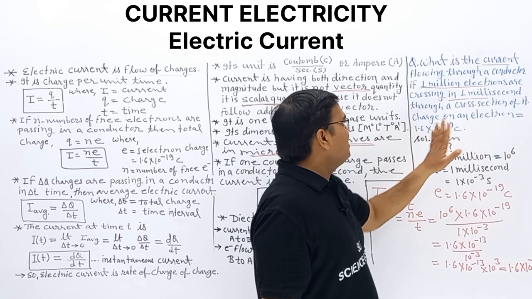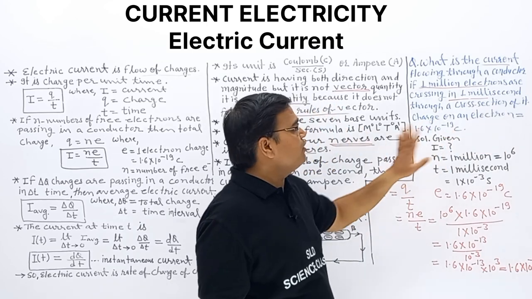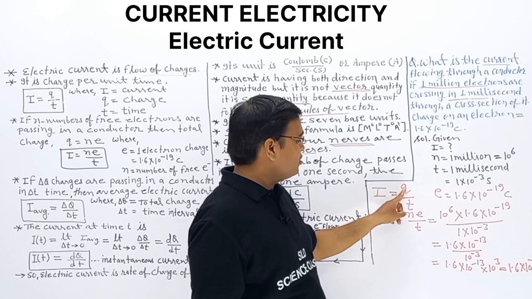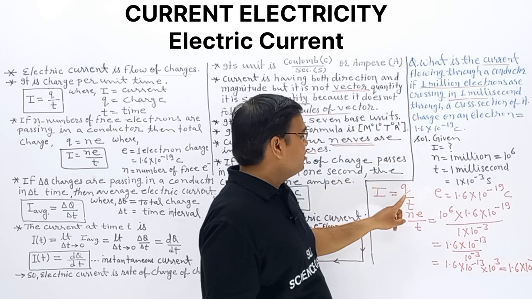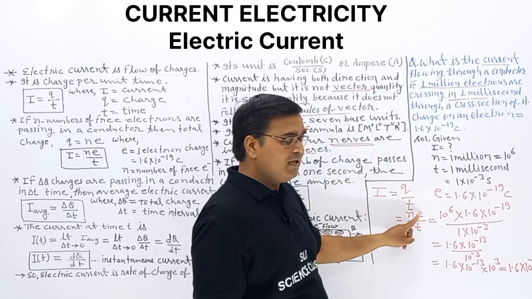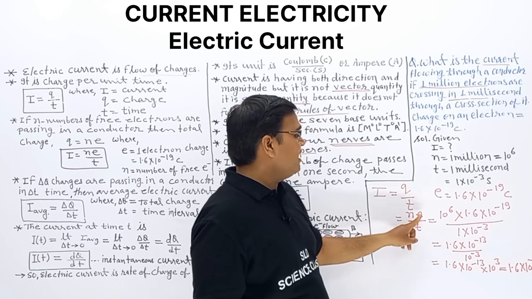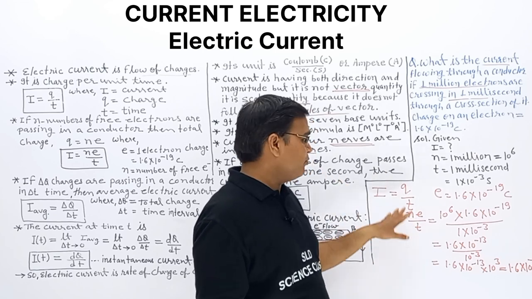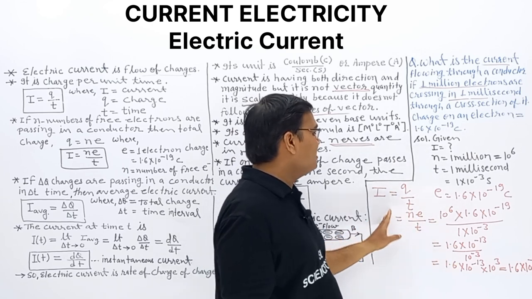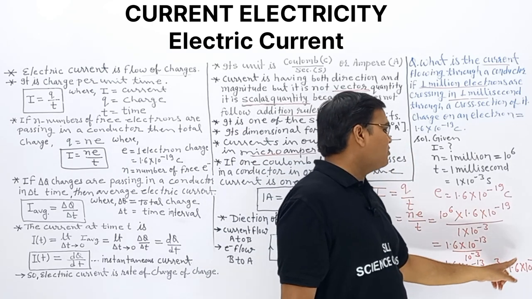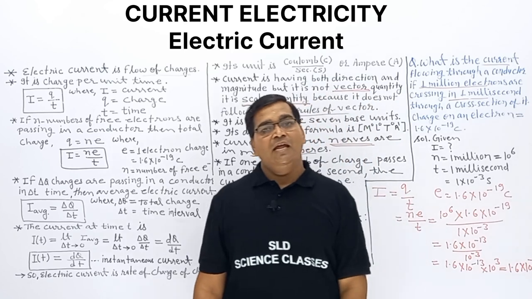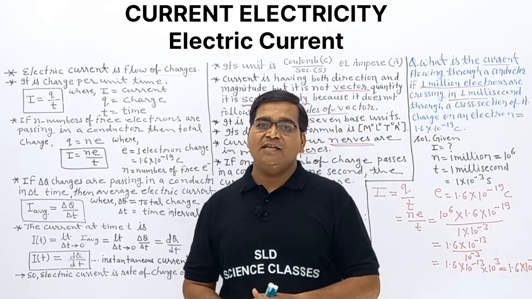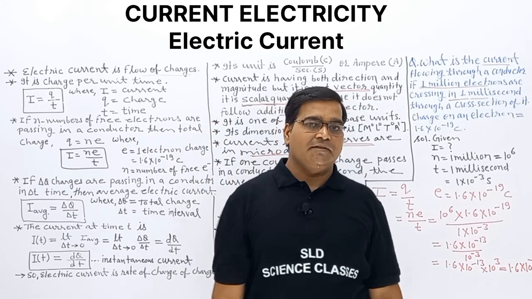Through a cross section of it. The charge of one electron is given to us. We want current equal to charge per unit time. We have the number of free electrons, so this charge will be Ne, and e is also given. We put both there, and time is also given. We put in the values, solve, and we get the current, 1.6 into 10 to the power minus 10 ampere. So in this class what we are discussing is electric current.